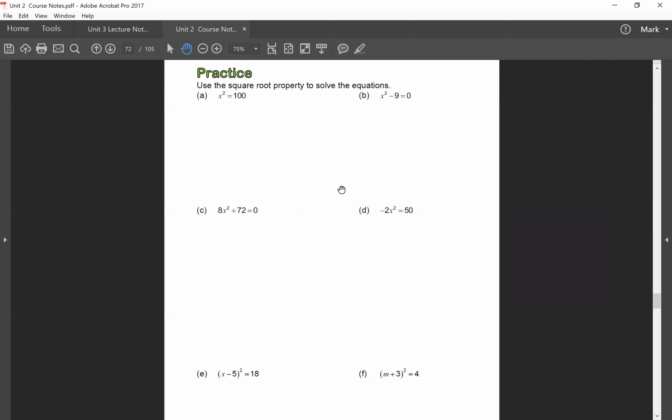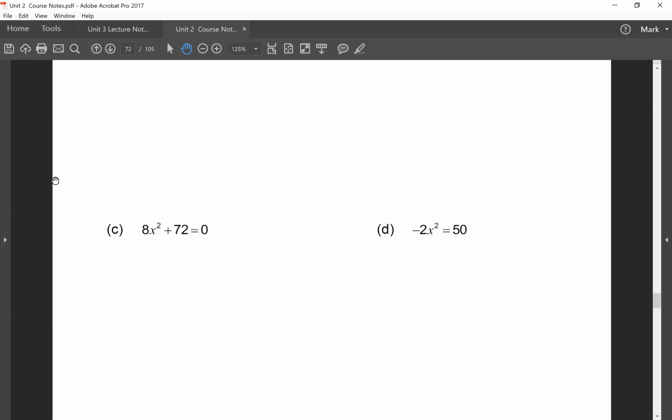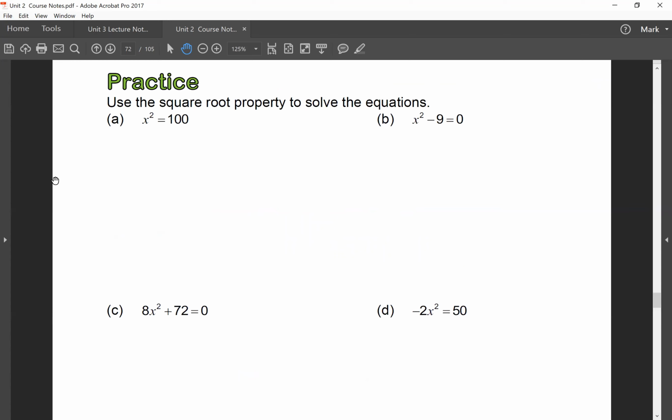Excuse me. I'll try A, C, and E, and then you guys can try B, D, and F. So, okay, I'll zoom in for myself. A is very easy.